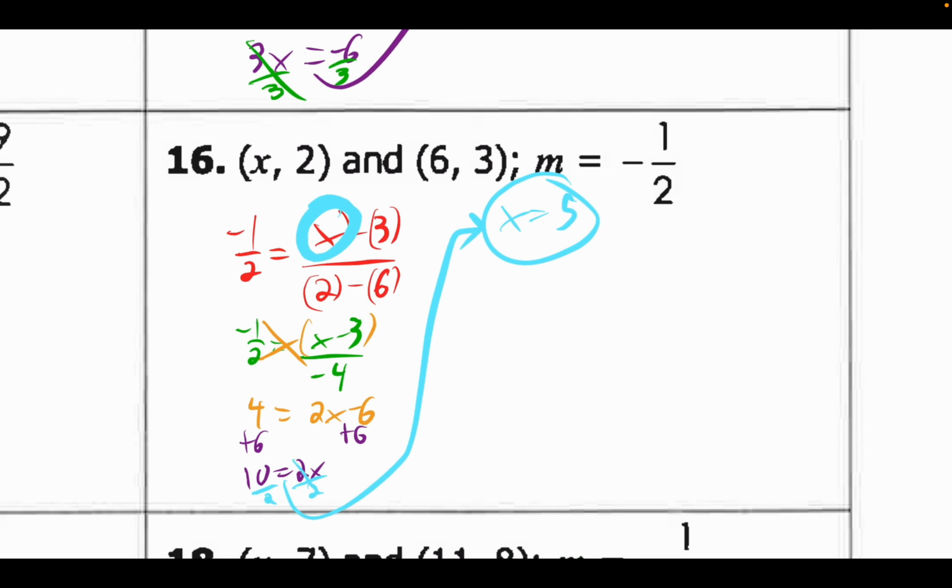I put the x on the top at the very beginning. What an error that is. I should have put the 2 on top and the x on the bottom, because x's go on the bottom. So unfortunately, I have to restart this problem from the get-go.